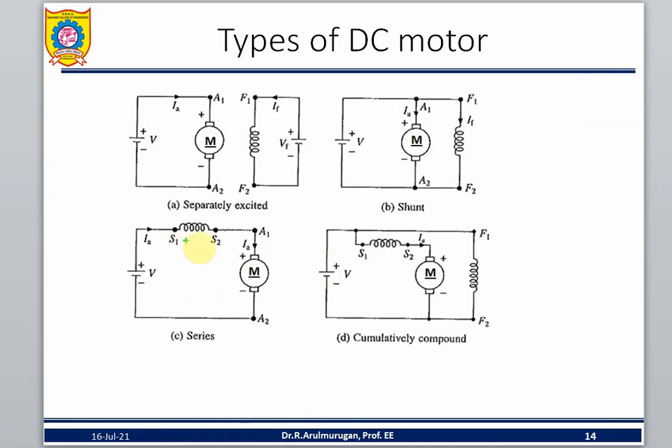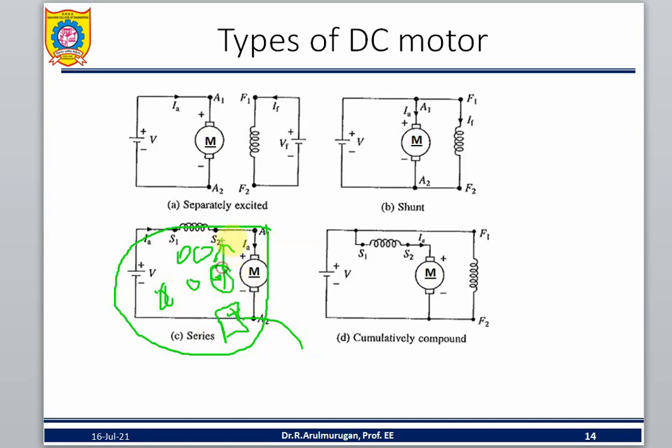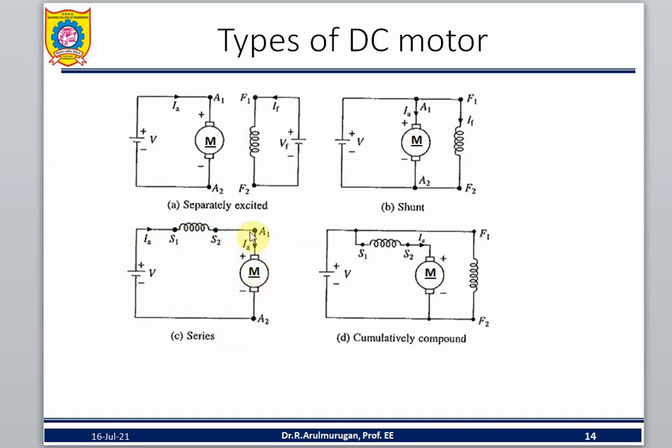So the series motor has high starting torque, for example a lift. What about the lift? The lift has one room. Four or five members enter and stand inside the room, and there is a button. Press the fourth floor, and it moves from the ground floor to the fourth floor with load. Moving with load needs high starting torque, so select the series motor.